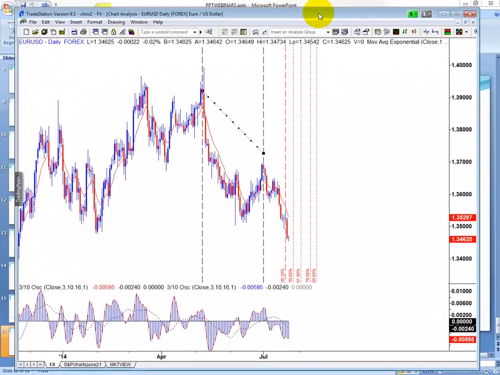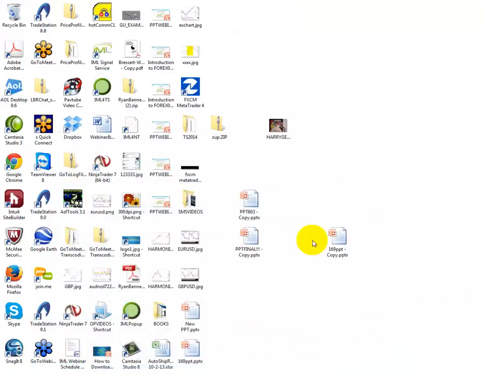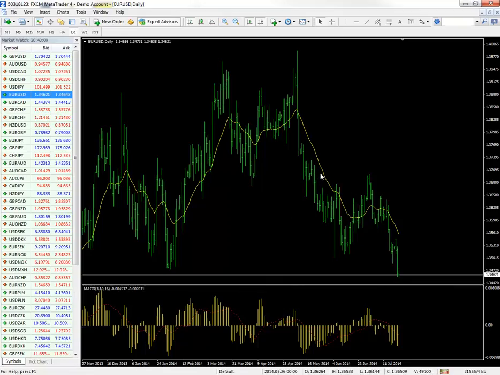Okay, actually, what I'm going to do is we're going to use the MetaTrader 4. All right, give me a moment.